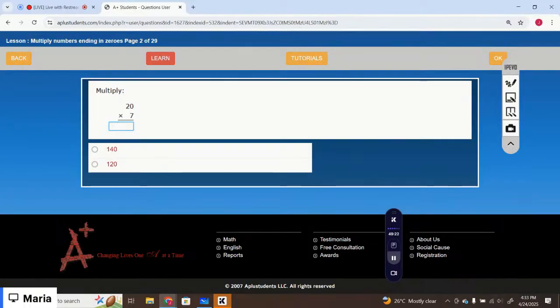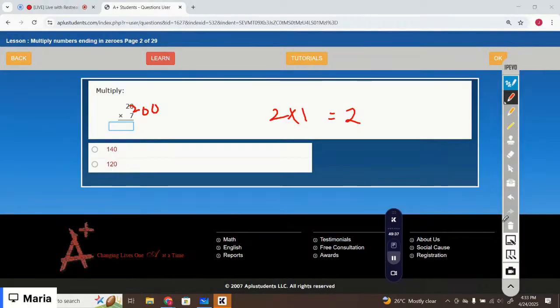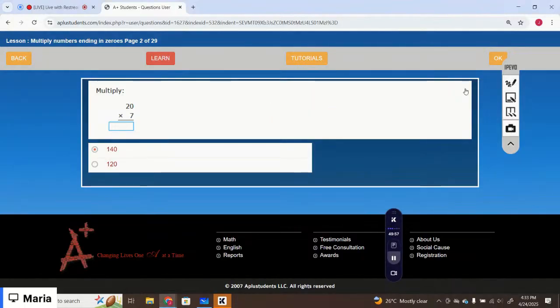20 times 7, which is the correct option? Multiply the non-zero values. 7 times 2 is 14. And add the zero, 140. Option number 1 is the correct option.